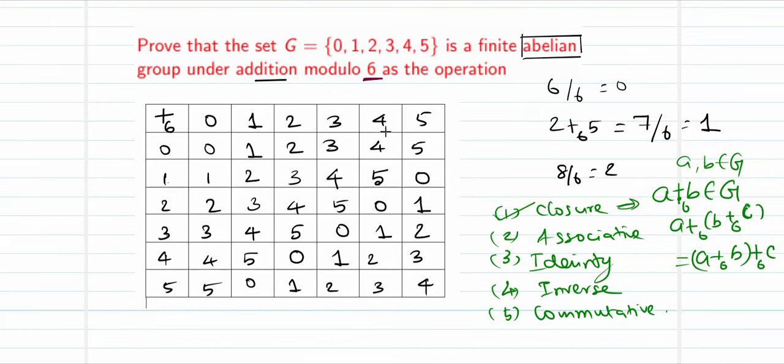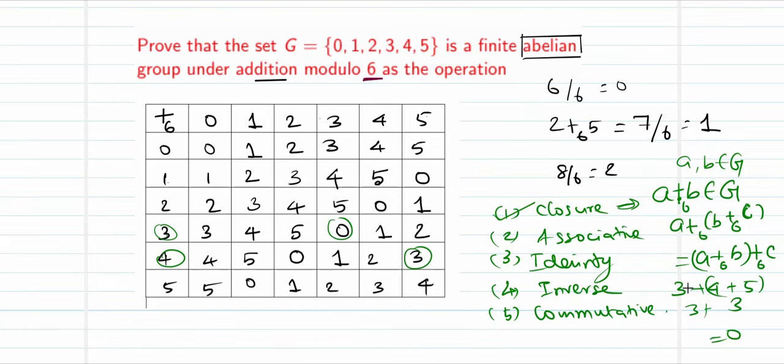3, 4, 5. So go for 4 plus 5. What is 4 plus 5? 4 and 5, the answer is going to be 3. And now go for 3 plus 3. What is going to be 3 plus 3? It's going to be 0.